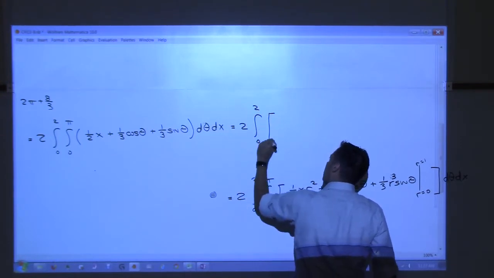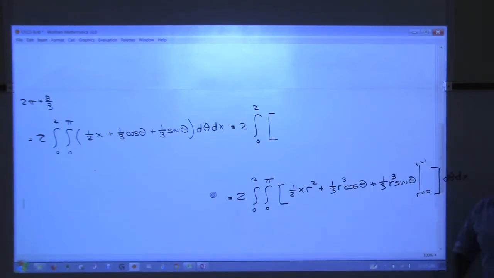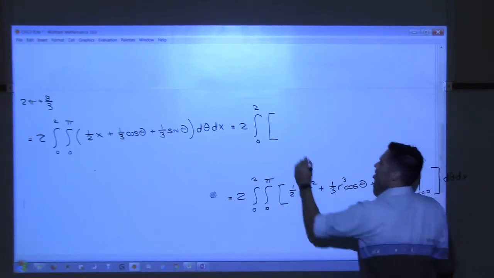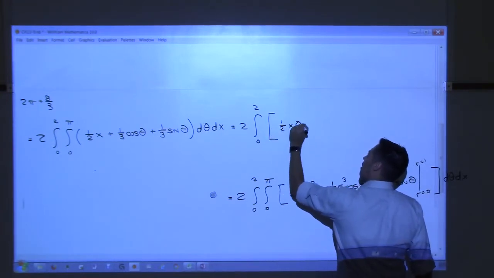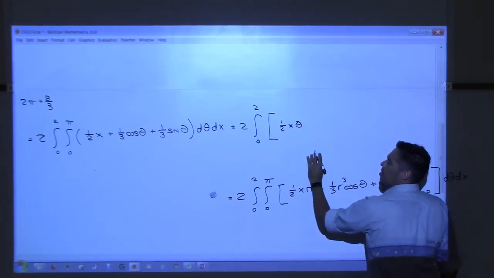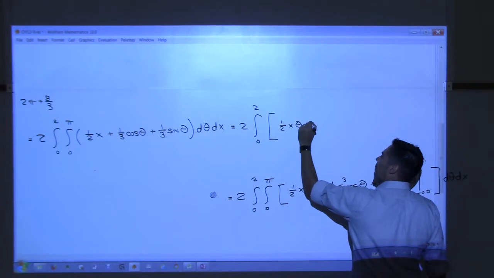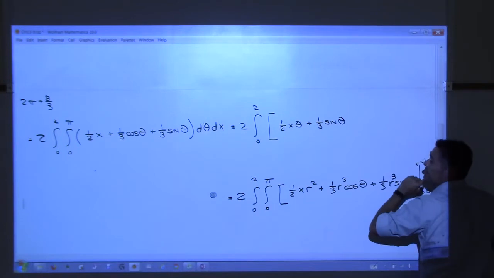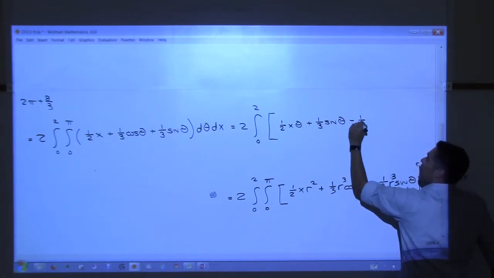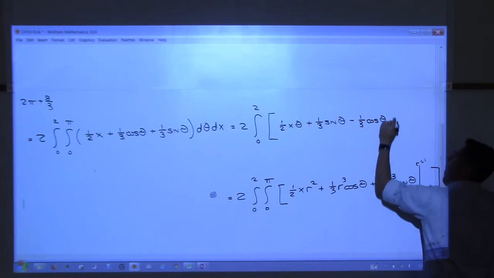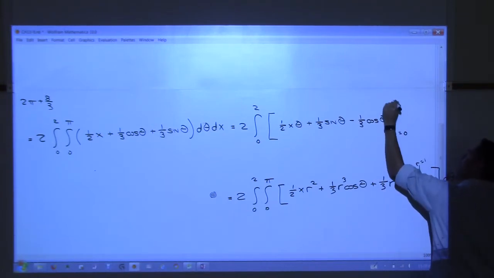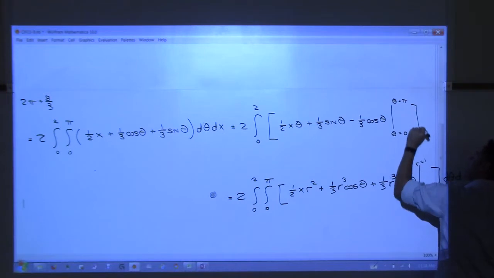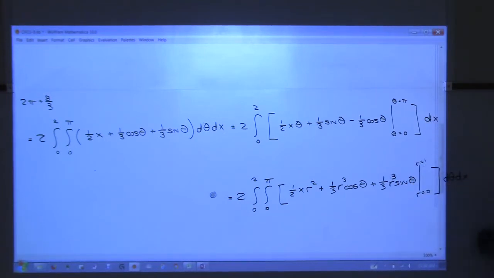Okay, now I'm going to integrate again. This time I'm integrating with respect to theta. So what is the antiderivative of 1/2 x with respect to theta? 1/2 x theta. Okay, and then what's the antiderivative of positive 1/3 cosine theta? Positive 1/3 sine theta. And then what's the antiderivative of positive 1/3 sine theta? Negative 1/3 cosine theta. All right. I'm evaluating this at theta equals 0 and theta equals pi. And then after I'm done with that, integrate with respect to x.